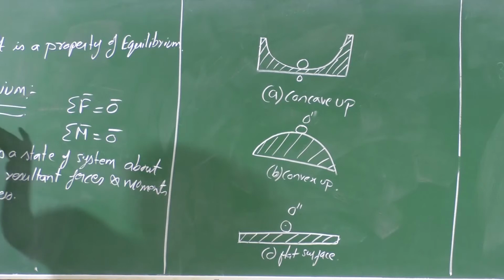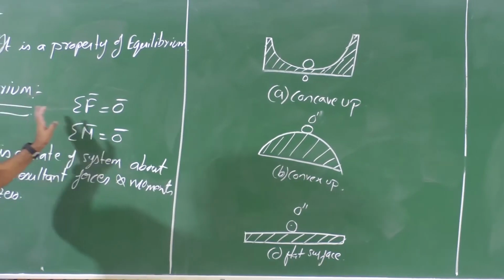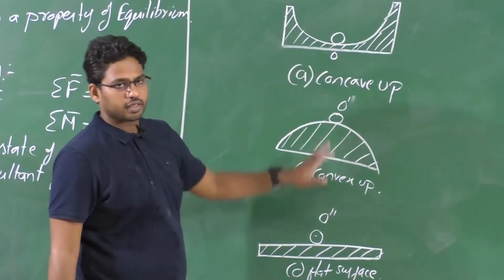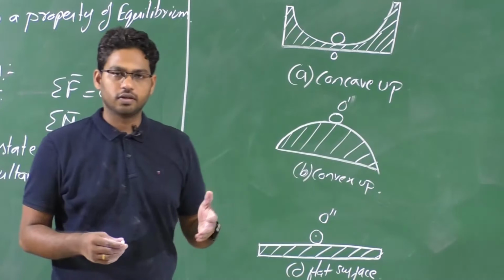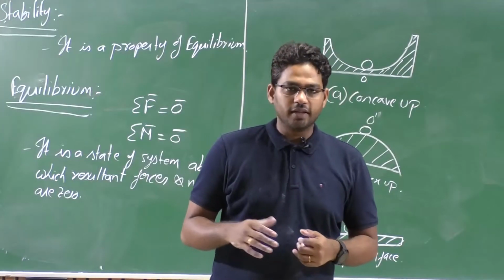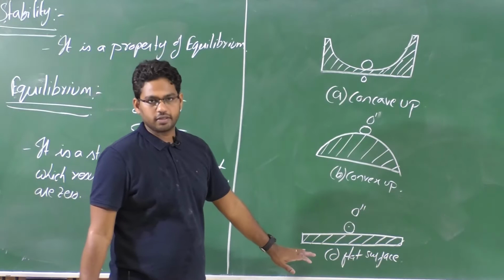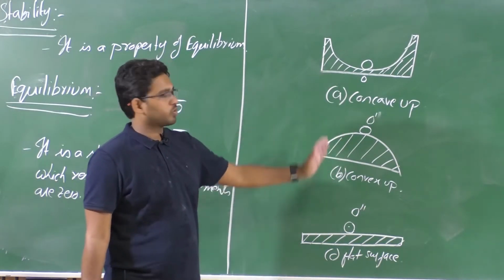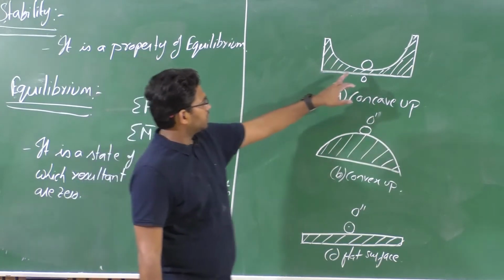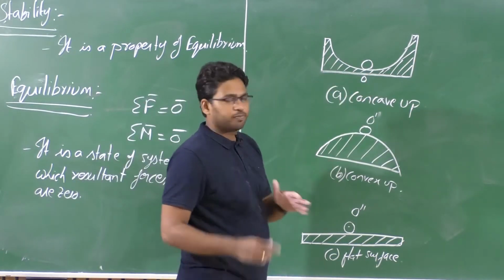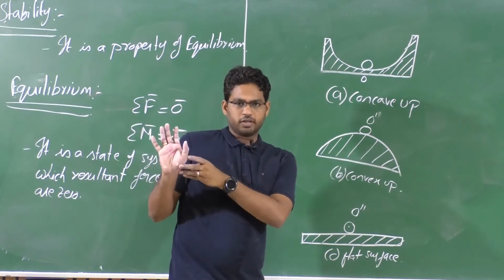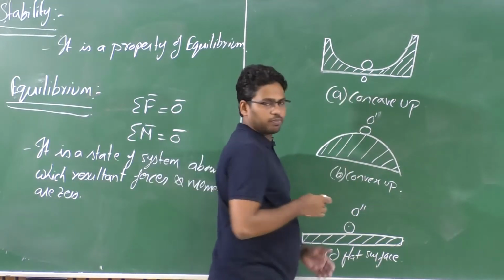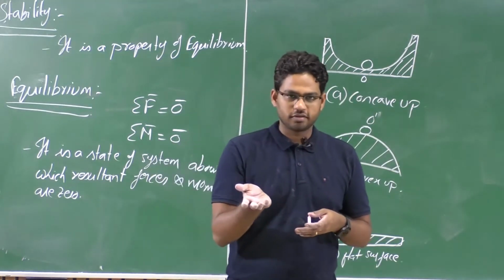So let's understand the various types of equilibrium with the help of this example. In all these cases, if you observe, the ball is at rest. That means the resultant forces and moments acting are zero, which implies the ball is at equilibrium in all three cases, irrespective of the surface on which it is resting. Now, when we displace this ball from equilibrium, let us see what happens in these different cases. How can we displace this? With a gentle push, isn't it?